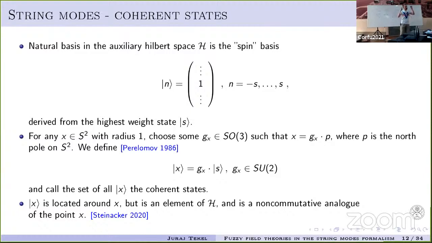Using this formula, you get one state |x⟩ for every point x on the now usual regular round sphere. And the set of all these states is called the coherent states. Now, there's a vector |x⟩ for every point x on the sphere, but I want to emphasize that these |x⟩'s are elements of the auxiliary Hilbert space H, and they're not functions on the fuzzy sphere. They are not matrices, they are vectors. And you can think of them as non-commutative analogs of the point x. So actually there is some point in the pointless geometry.